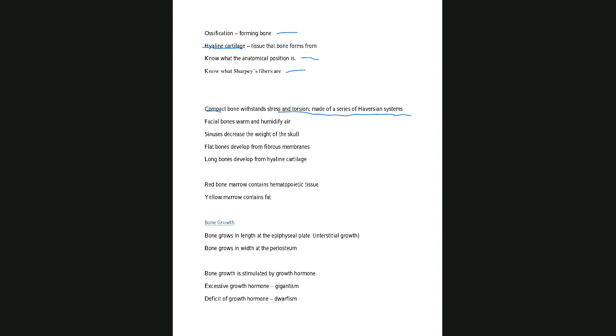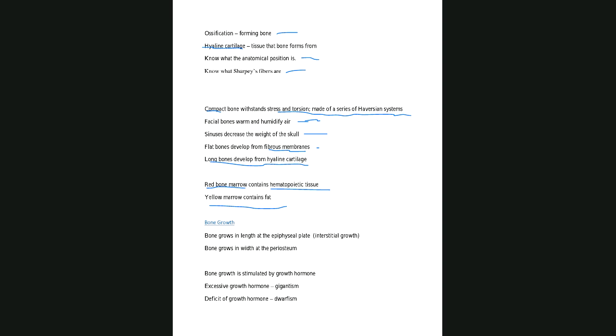Little random facts here. Facial bones, especially your nasal bones, your turbinates, warm and humidify air as it goes through these nostrils. Sinuses decrease the weight of the skull as well as resonating the sound of your voice. Flat bones develop from fibrous membranes. Long bones develop from hyaline cartilage. Red bone marrow contains hematopoietic tissue. Yellow bone marrow contains fat.